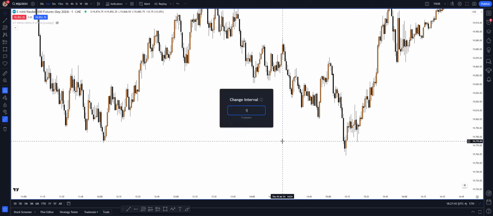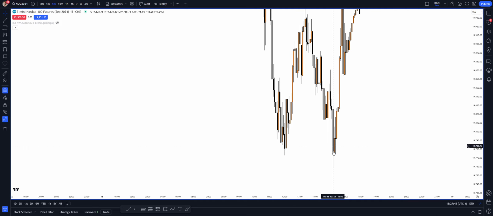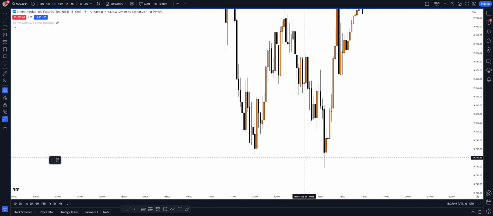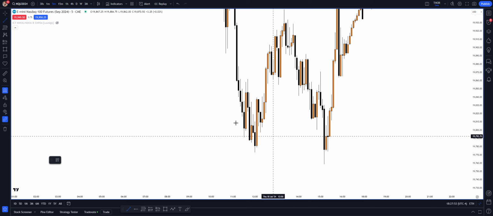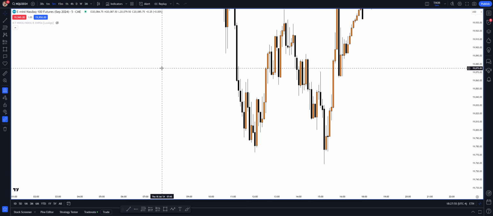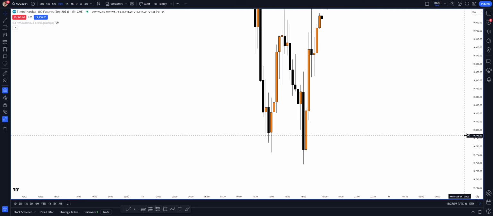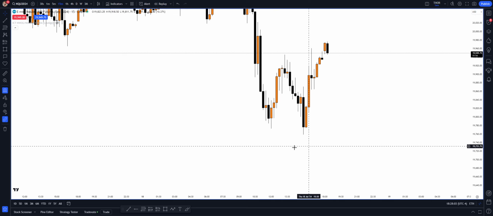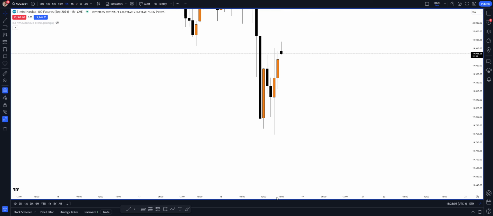Now let me go on the 5. Here. Oh, I didn't sweep here? Oh, here, sorry. Wait a second. Didn't sweep here? Okay, let me go on the 15. Didn't sweep here. Interesting. I thought it did. There's no sweep here. Am I tripping? It did it on the hourly though.